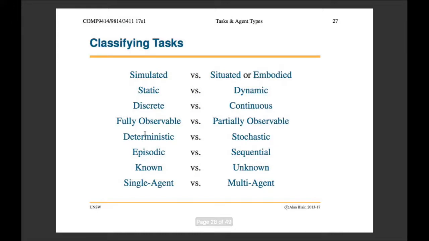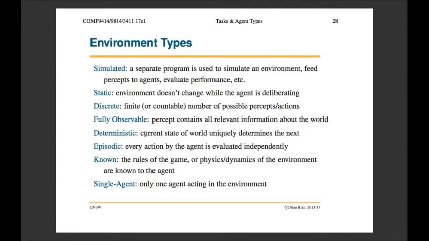And now we want to talk about how to classify environments. We're going to use 8 different attributes for classifying different AI tasks: simulated, static, dynamic, discrete, and so on. And these are the definitions of those terms.